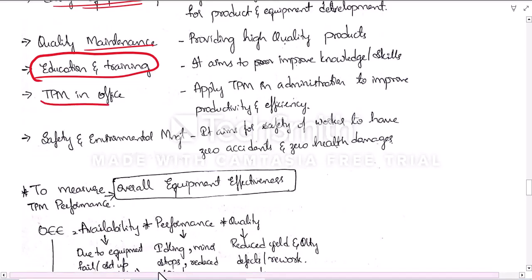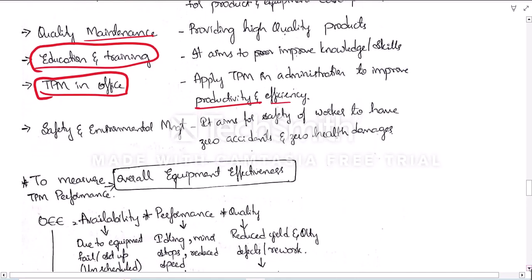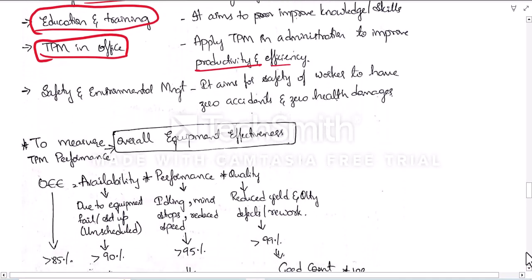And we should apply this TPM for administrative purposes also, so that we can improve productivity and efficiency. Administrative purpose in the sense, actually we use this TPM for maintaining the equipment and production units, but we should also apply this in the office.